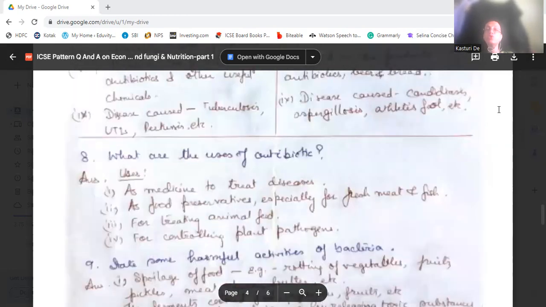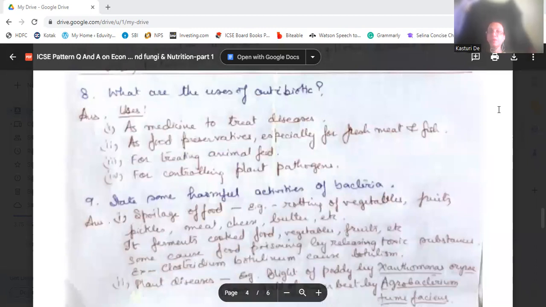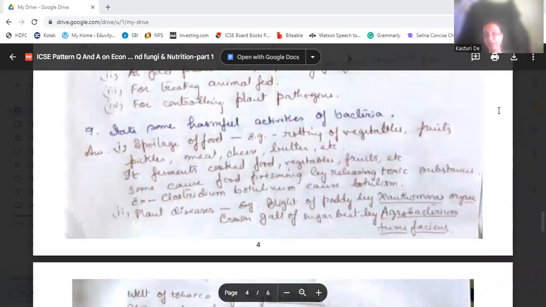Then what are the uses of antibiotics? Uses of antibiotics are for treating diseases. It's used as medicine. Then food preservatives for fresh meat and fish. Then for treating animal feed, even for controlling plant pathogens. State some harmful activities of bacteria like spoilage of food, plant diseases, animal diseases, and bioweapons.